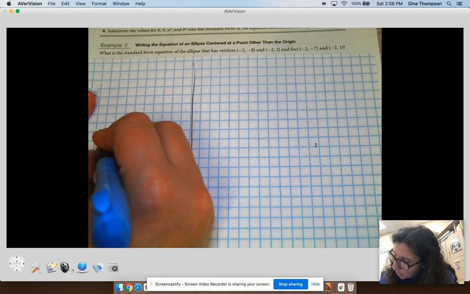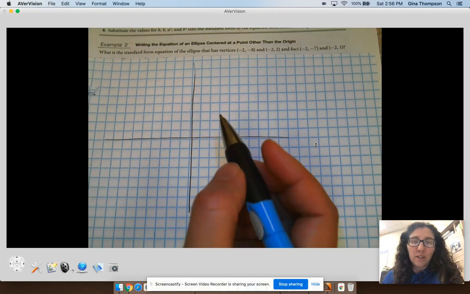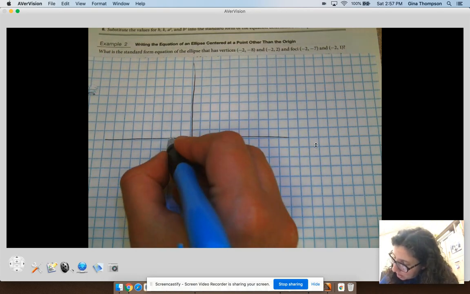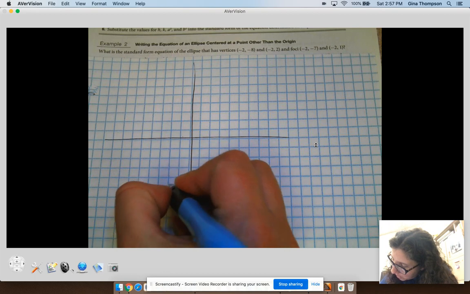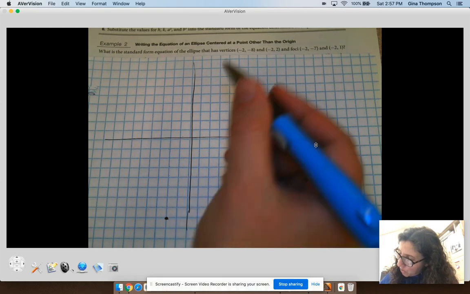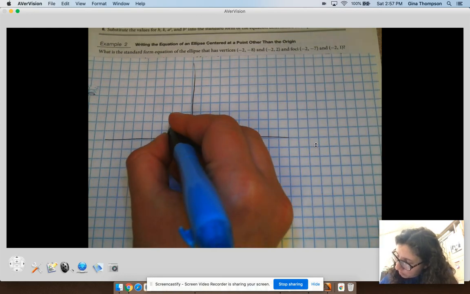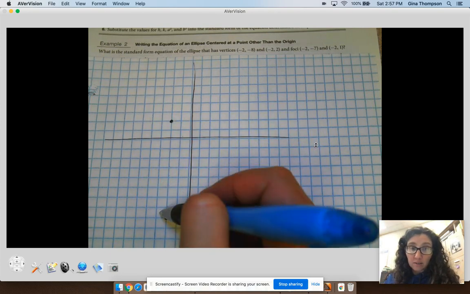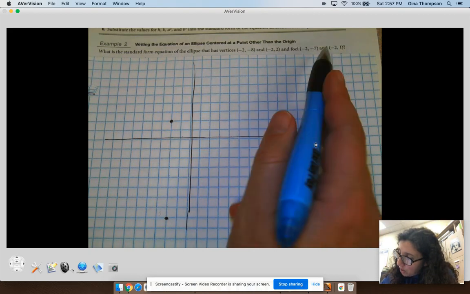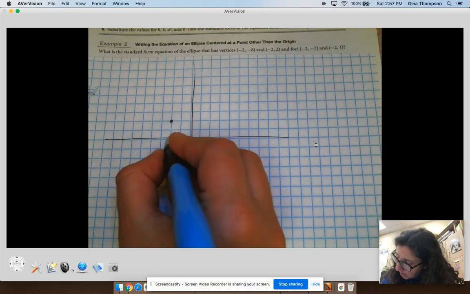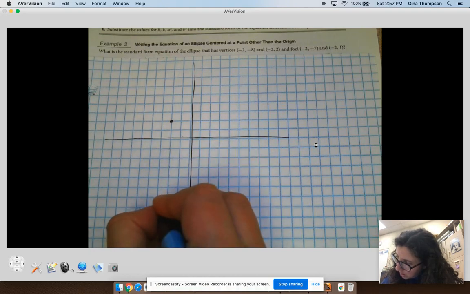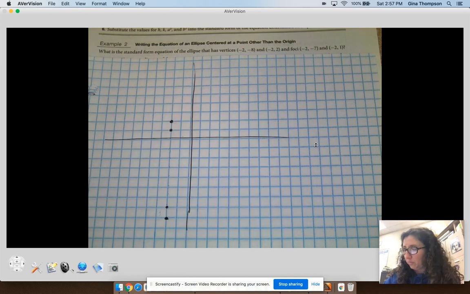Look, I have graph paper, so everything looks better than it did for circles. Okay, so the vertices are at -2, -8. So 1, 2, 3, 4, 5, 6, 7, 8. So here's one vertex. And the other vertex is at -2, 2. So those are our vertices. So we know this is our major axis, along the y-axis. And our foci are at -2, -7, and -2, 1. That's what we know so far.